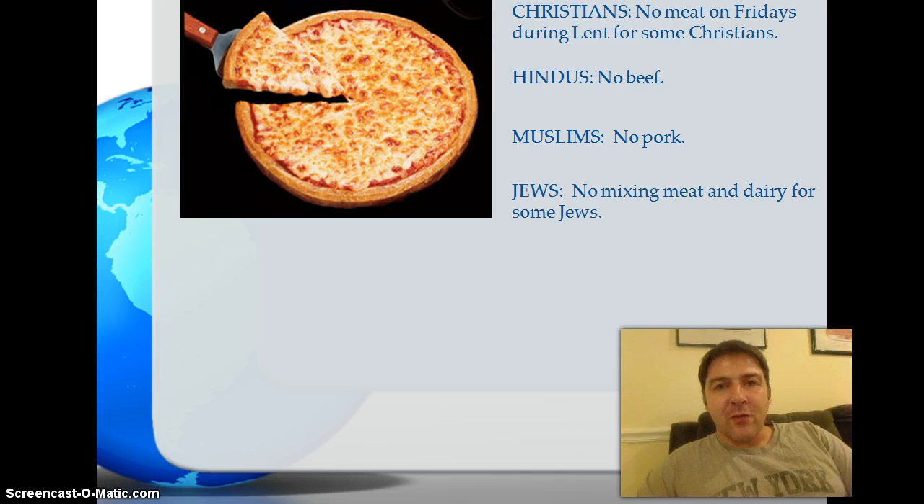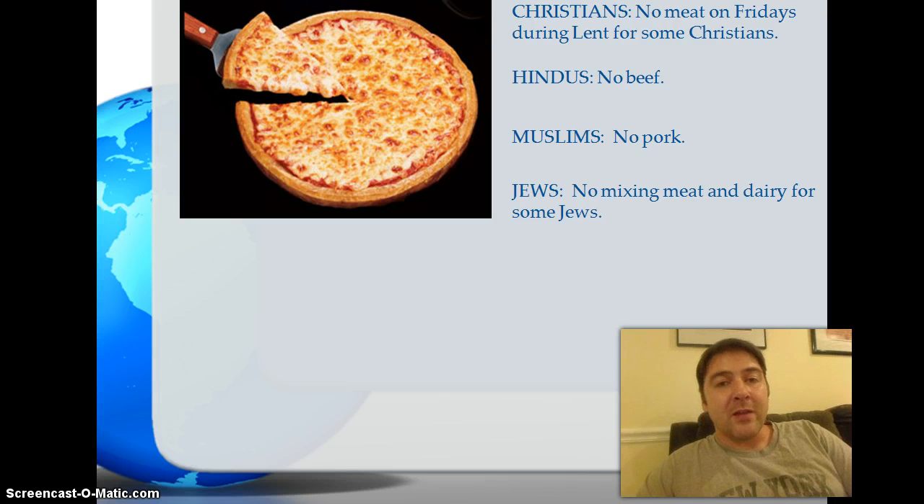Some of your Christian friends at different points during the year, such as during Lent, some of them won't be able to eat meat on a Friday. So things like pepperoni or sausage are out. For your Hindu friends, there's a prohibition on eating beef. So any kind of beef topping you're going to have to do away with in order for them to eat the pizza. Your Muslim friends, Islam having a prohibition on pork products. Okay, there goes the pepperoni, there goes some of the other pork products.